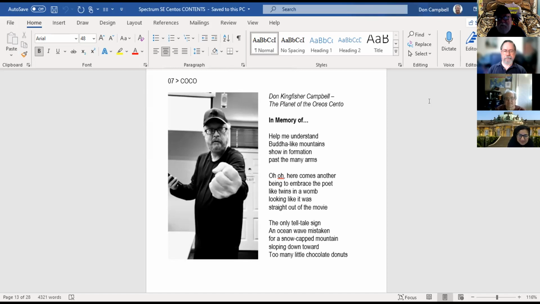Kingfisher Campbell, The Planet of the Oreo Cento. In memory of Buddha-like mountains. Show information past the many arms. Uh-oh. Here comes another being to embrace the poet, like twins in a womb, looking like it was straight out of the movie. The only pale sign, an ocean wave mistaken for a snow-capped mountain, sloping down toward too many little chocolate trees. Ah, that's cute.